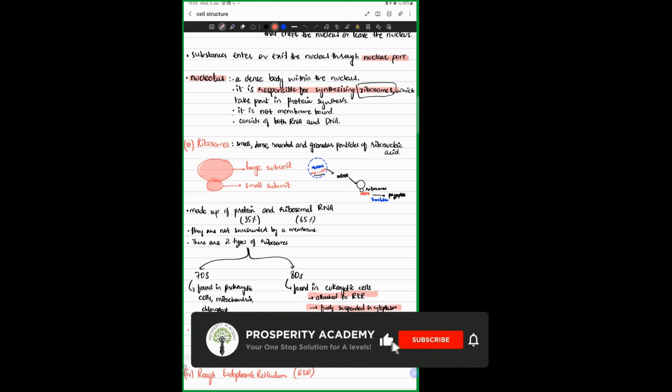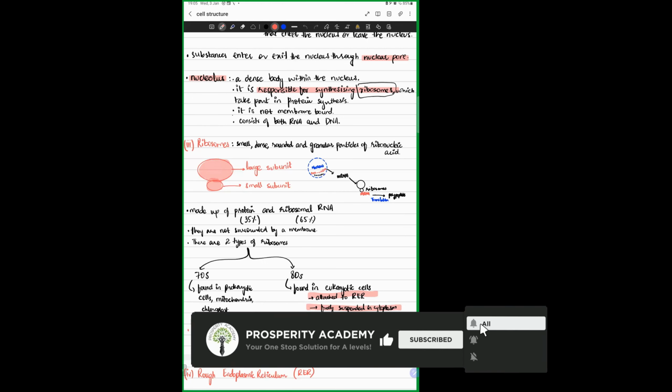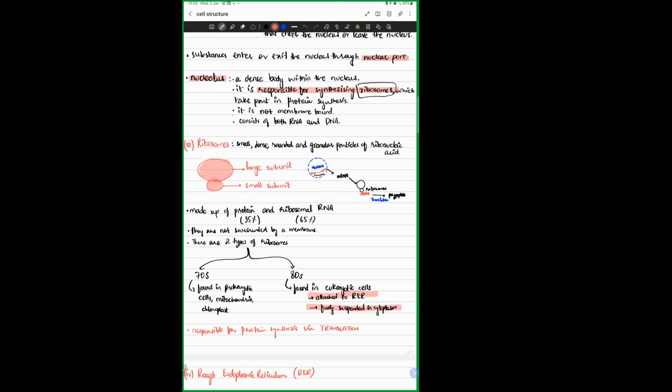Basically, the first step of protein synthesis is transcription, right? And transcription occurs inside the nucleus because the DNA cannot exit the nucleus, and DNA basically has the code, the instruction to produce or to formulate a particular protein. So for that, we need a messenger, a mediator, which can take that code to the ribosomes, and then ribosomes would translate that code and form a polypeptide.